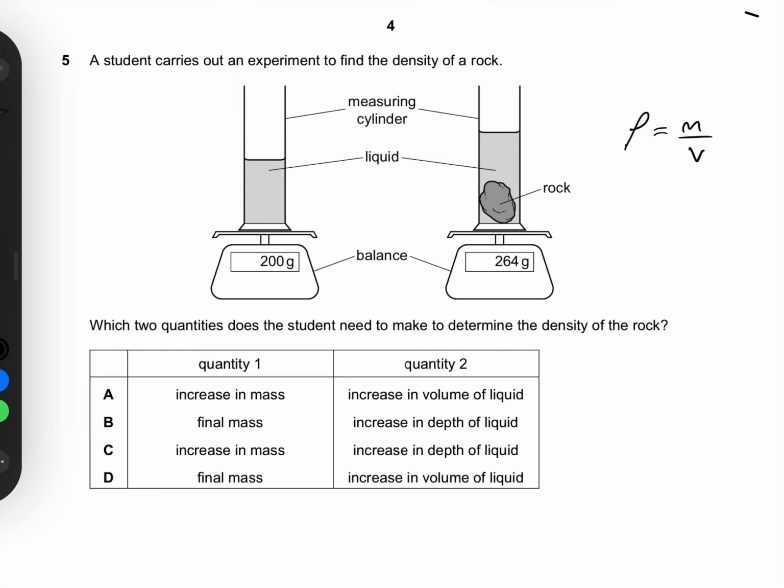Well, he needs to find out the actual increase in the volume, but the volume of the rock is not going to be increasing. So actually he needs to find out the increase in the volume of the liquid and the final mass. It's talking about the density of the rock. So the actual answer is A, the increase in mass and the increase in the volume of the liquid.